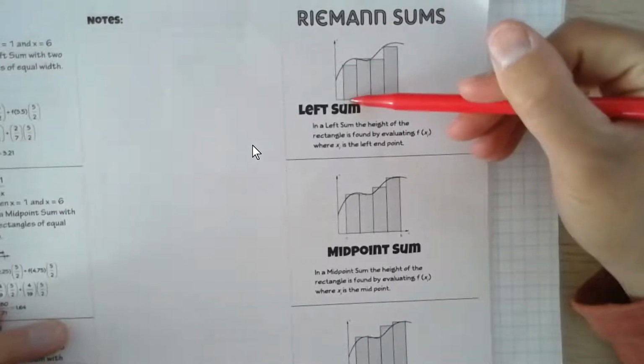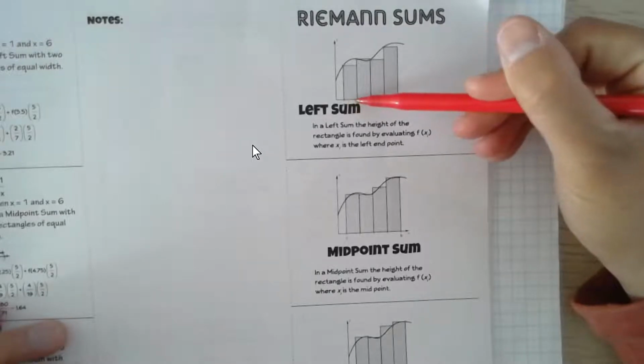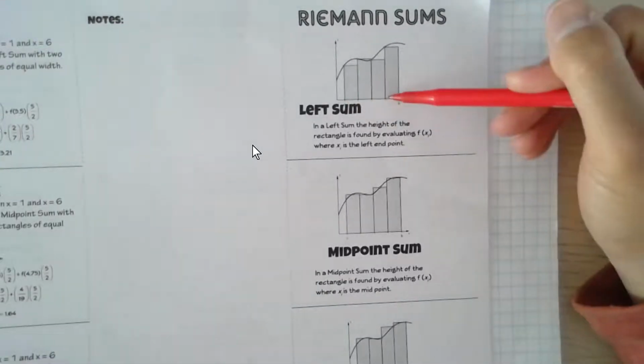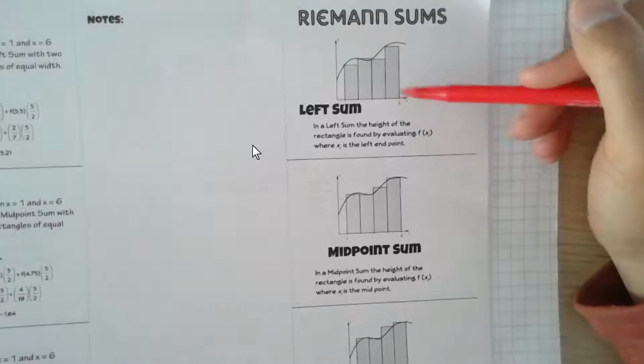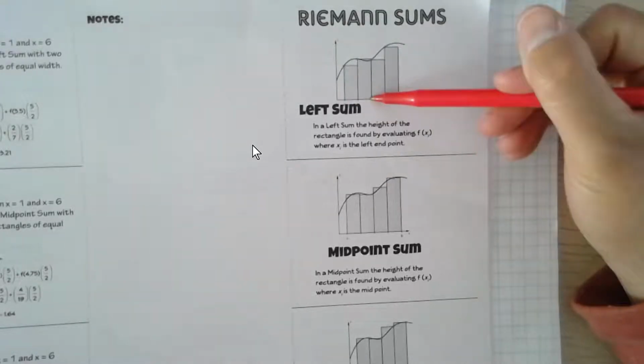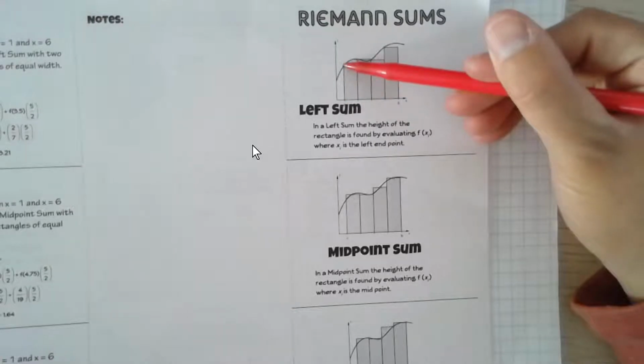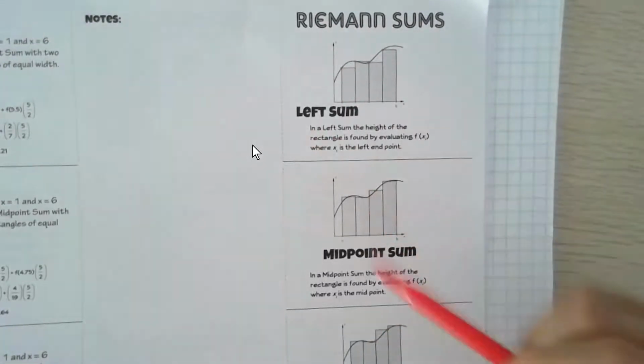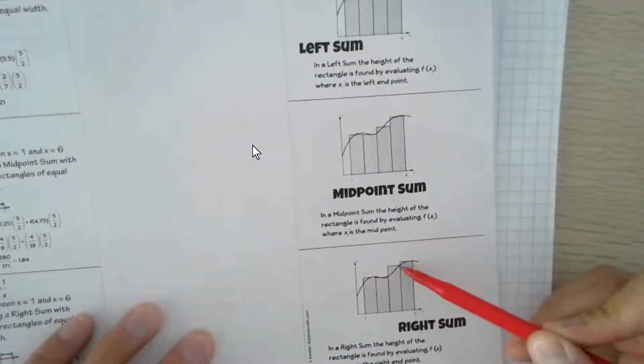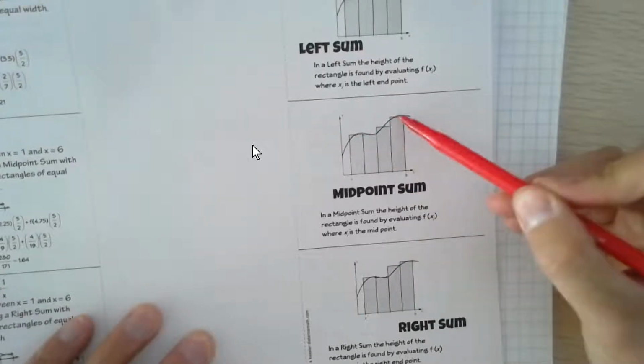And so, for each of those lengths, you can either go on the left side of the rectangles, the right side of the rectangles, or the middle of the rectangles. Okay, very good, very good.